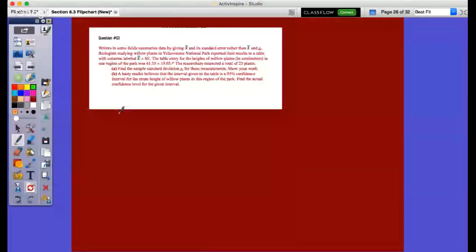All right, here we go. Number 63, part B: a hasty reader believes that the interval given in the table is a 95% confidence interval for the mean height of willow plants in the region of the park. Find the actual confidence interval for the given interval. Okay, I don't like this question, but we'll roll with it. So 19.03 is the standard error. You say, Coach, I thought it was margin of error. It actually is supposed to be that, right? But they put SE, and I think that confuses people.